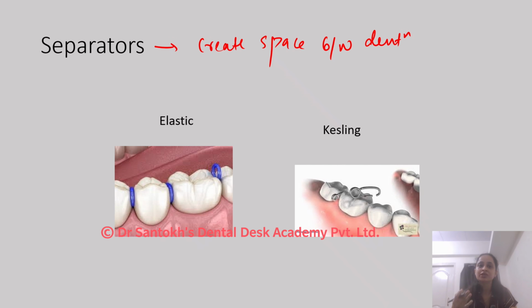This can be your elastic separators or it can be your Kesling separator. The elastic separators are these blue colored ones, you can see. These are made up of a rubber material.